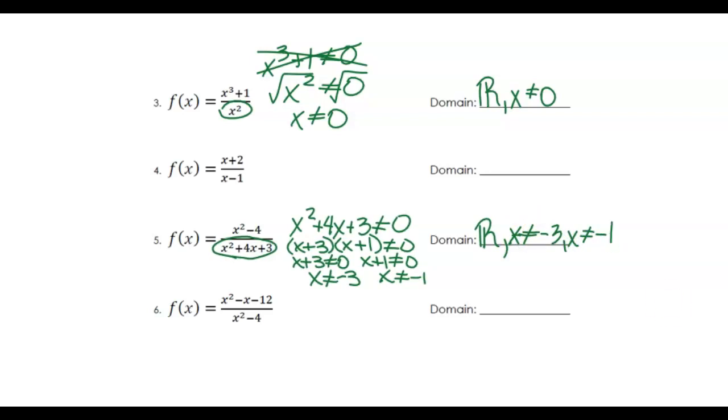So I want you to take a moment to talk to your group. If you have any questions, try to get them clarified. And then numbers 4 and 6 are what I want you to be working on together with them.